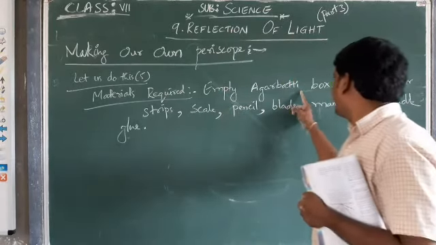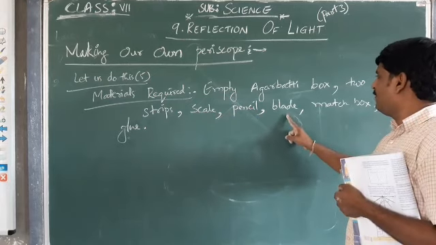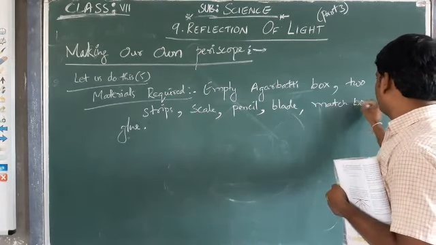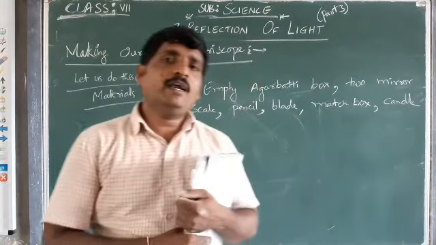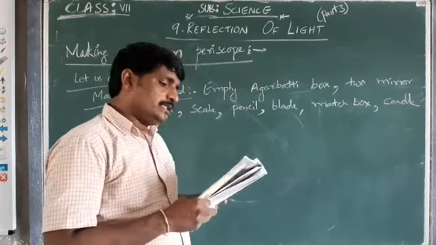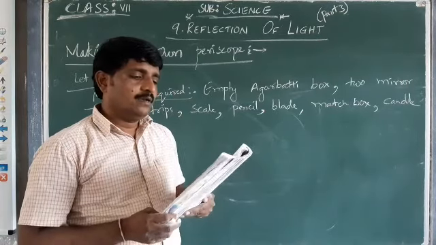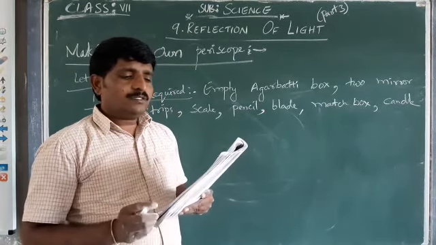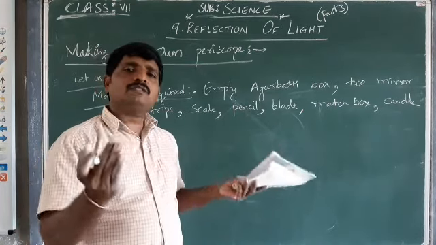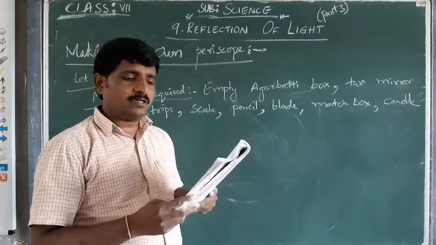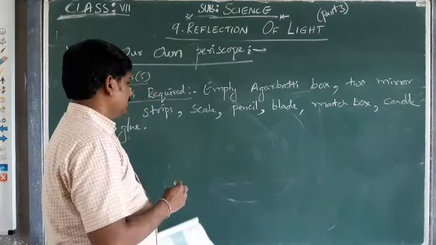We want an empty agarbatti box, 2 mirror strips, scale, pencil, blade, matchbox, candle and glue. These are the required materials to make our periscope. Close both the ends of the agarbatti box. We have to close both ends. Now draw squares on both sides.